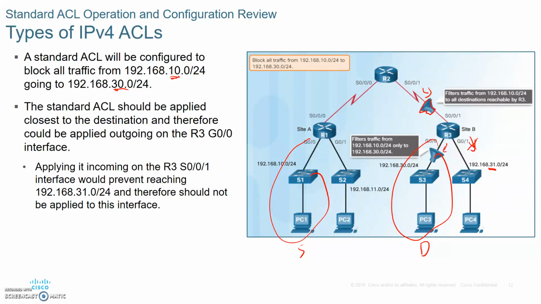So if we put it as close to the destination as possible, we should put it here. Now 10 can enter here, but once it reaches here, it gets blocked. So my 10 network can still access my 31 network. So for a standard ACL, as close to the destination as possible.